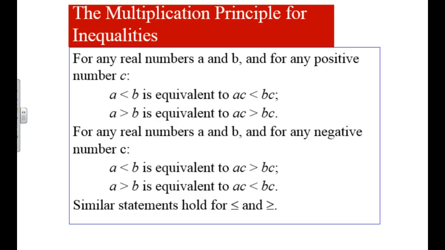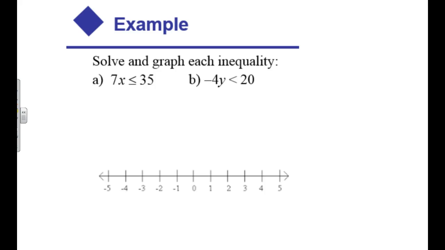Next, we're going to look at how to solve inequalities using multiplication and division. To solve this part A, we're just going to divide by 7. Nothing happens to the inequality sign when you divide by 7. But this one, and then you could graph this. This one is a little bit different because if you divide by a negative, you're going to flip the inequality sign. So it was a less than, it goes to greater than, and 20 divided by -4 is -5.